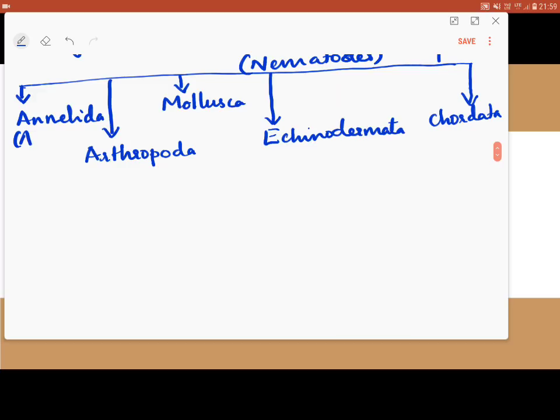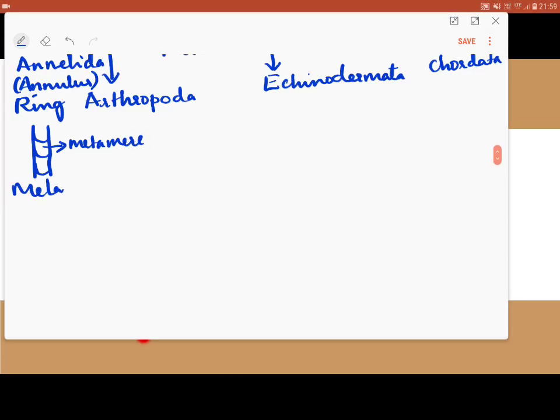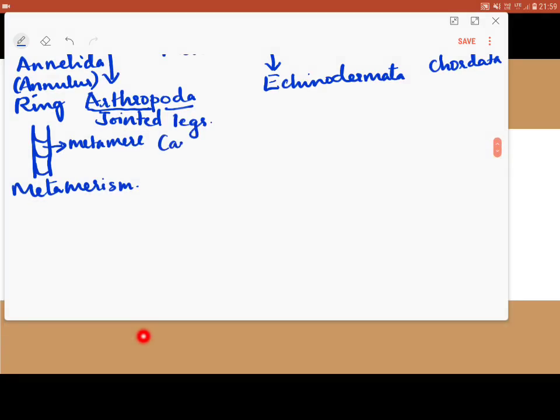Annelida, the word comes from annulus, which means ring. If you look at Annelida, their body looks something like this. Each one is called a metamer, and hence they follow metamerism. Arthropoda, on the other hand, has jointed legs. Poda means legs. This is otherwise called appendages.